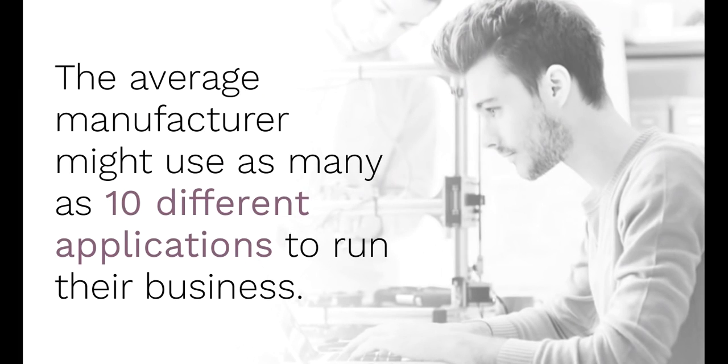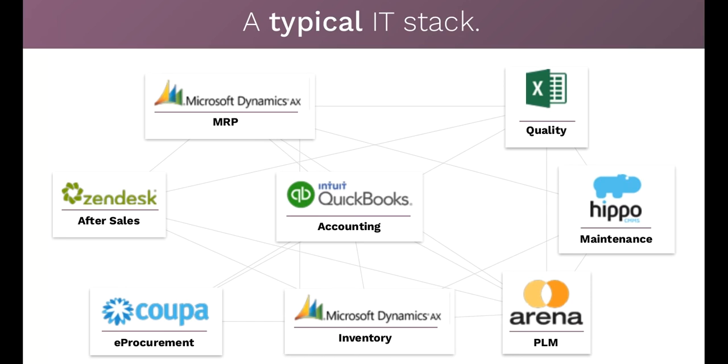One of the problems of today's manufacturing industries is they have the need for a lot of applications to manage their companies. Manufacturing is more complicated than most of the other industries. So a typical manufacturer probably has 10 different applications to run his business. You could have Microsoft Dynamics for the MRP, some Excel sheet for the quality, QuickBooks for the accounting, Hippo for the maintenance, Arena for the PLM, and so on and so forth.